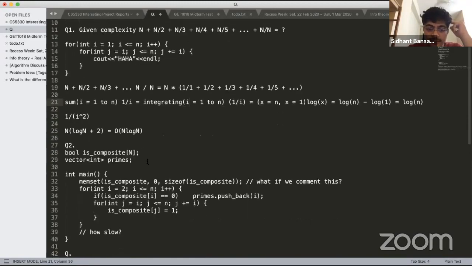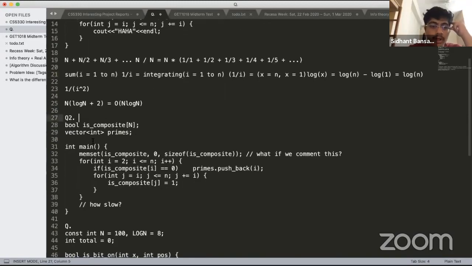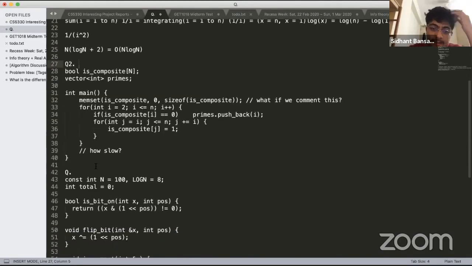Okay, anyways, this question then, question 2. It's basically, you have a composite Boolean array, and you have a vector of primes. If you don't know what vectors are, just think of it like an array. And then you have this command memset. Okay, anybody want to tell other people what memset is if they know?